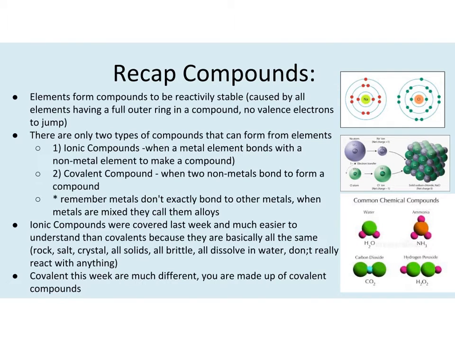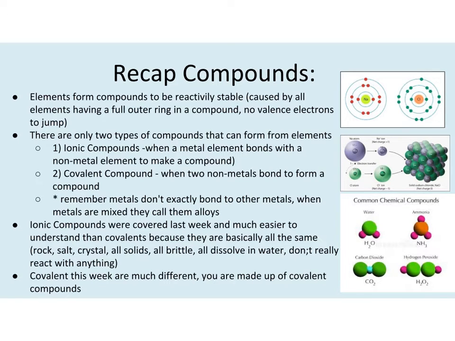So we'll start with just recapping. Elements form compounds to be reactively stable. They're reactively stable because when they form a compound, both elements have a full outer ring. With a full outer ring, no valence electrons are available to jump. Now, there's really only two types of compounds that we can form from elements. The first one we talked about last week, which was ionic, and that's when you take a metal element and bond it with a non-metal element to make a compound. Those are very simple compounds. They're all really the same, just the rocks and salts.